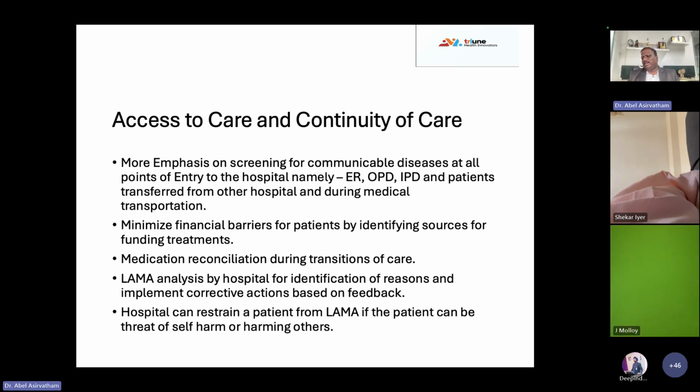Then the hospital can restrain a patient. This is another new requirement. The hospital can restrain a patient from LAMA if the patient can be a threat of self-harm or harming others. Very, very important. For example, a patient with a communicable disease. If there is a risk of the patient being a threat to society, definitely the hospital, in accordance with the laws of the land, can restrain the patient from going on LAMA.